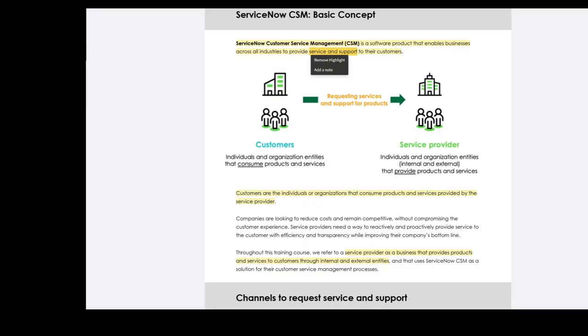So now I'll come to the customer definition. Customer is the individual and organization entities that consume products and services. So in this case, I am consuming the product and services. As I told you, that is the internet service. Airtel is the service provider. Service provider is basically the individuals and organization entities that provide products and services, right? So they are providing the service to me.